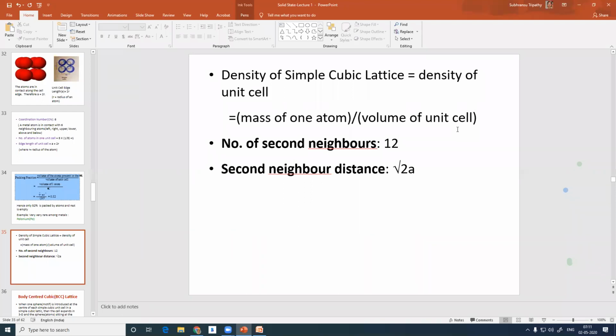The number of second neighbors is 12, and the distance between the two second neighbors is root 2a. But if I ask you what is the distance between two neighbors, who can tell me what is the distance between two neighbors? Raise your hand.